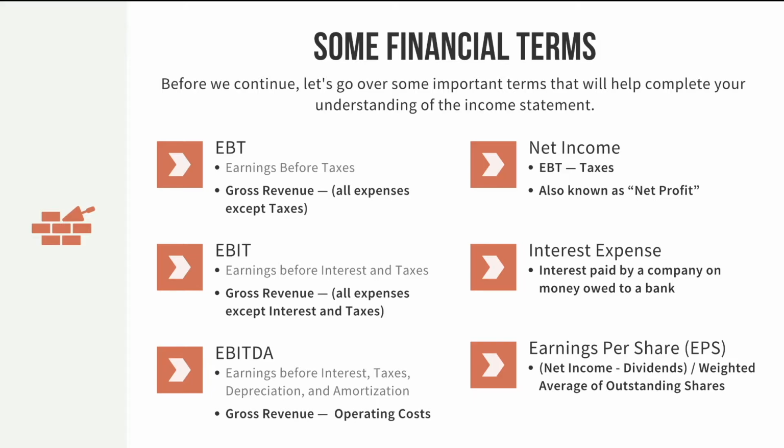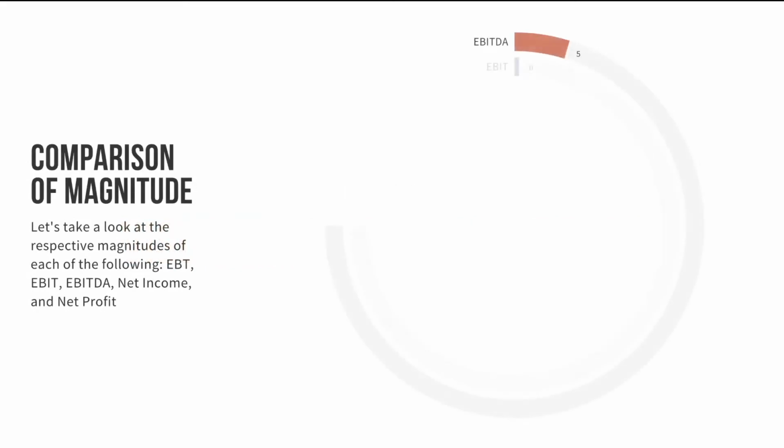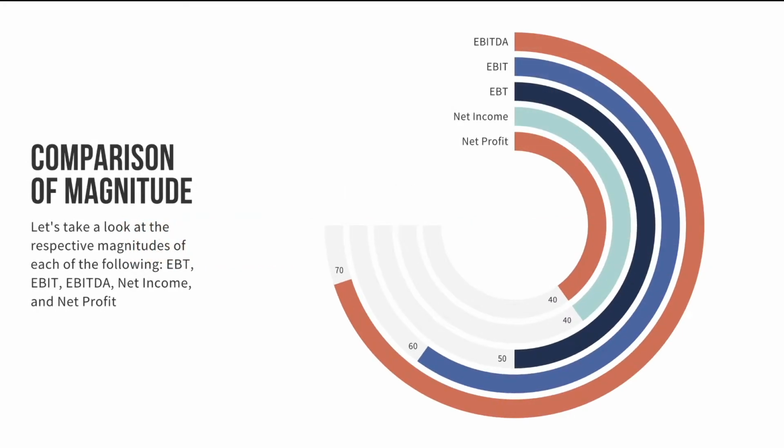Now, I'll be the first to admit that these terms can be a bit abstract and difficult to understand, so let's go over a diagram to help you visualize the components. Take a look at this diagram. It shows a comparison of the magnitude of the 5 following terms: EBT, EBIT, EBITDA, net income, and net profit. This diagram is not to scale in terms of what the actual magnitudes of these numbers are. So the numbers that you see, the 70, 60, 50, those numbers might actually differ in the real world. It's just there to help illustrate the magnitude of these numbers in comparison with each other.